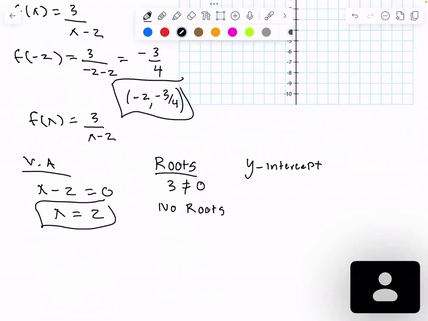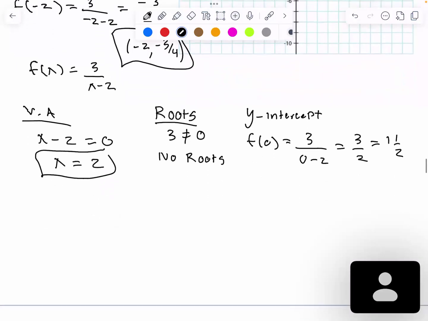For the y-intercept, I set x equal to 0. So in other words, I'm finding f of 0. Right? And remember, f of 0 just means go to the function, which is here, and every time you see an x, replace the x with 0. And we get a y-intercept at 3/2, which is 1.5, if you prefer.